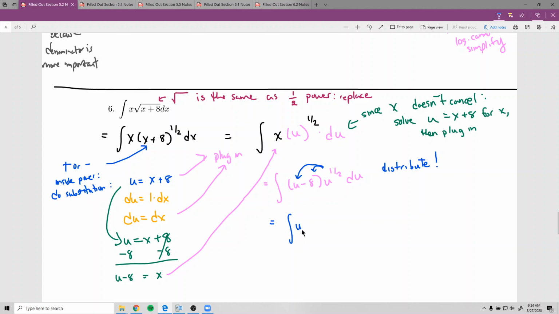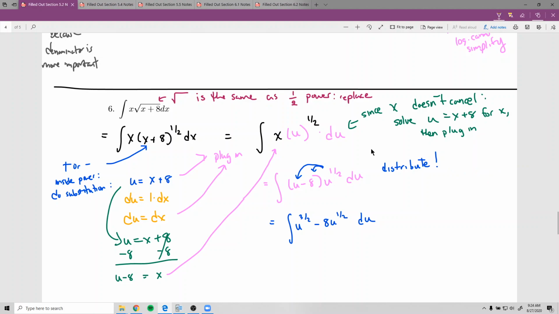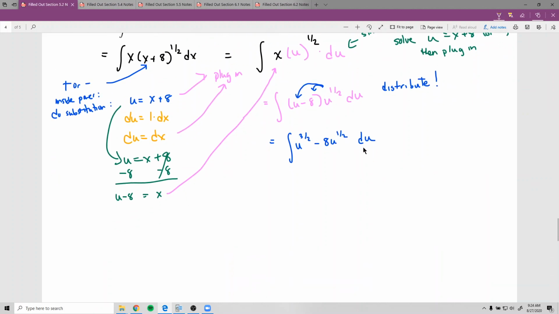1 plus 1/2 is 3/2 minus 8 times u to the 1/2. Since it's just a number, it looks exactly like it sounds. And then to finish up here, since we've done this a lot, we know we would break it apart, take out the numbers, but let's just do it all in one swoop.